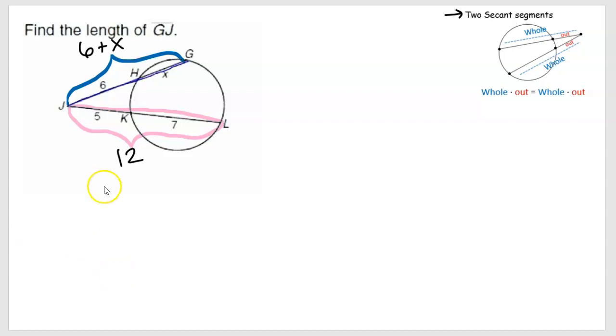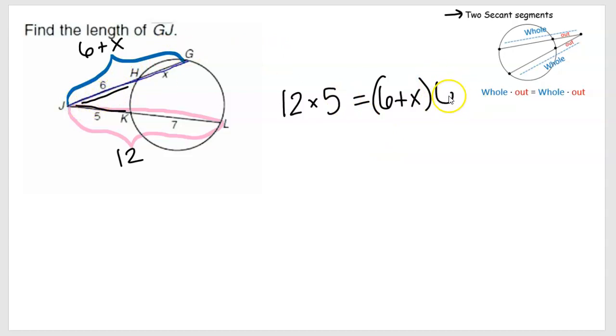Now that we have them labeled, we can have a good idea of what we're going to plug into the formula, okay? So let's start with the pink first, and we're going to do the whole pink line, which is 12, times the outside portion, which is the 5. So it'll just be 12 times 5 over there. Okay, then we've got the blue, the whole, which is the 6 plus x, and we're going to put that in its own parentheses to keep it together, times the outside portion, which is the 6 right here.